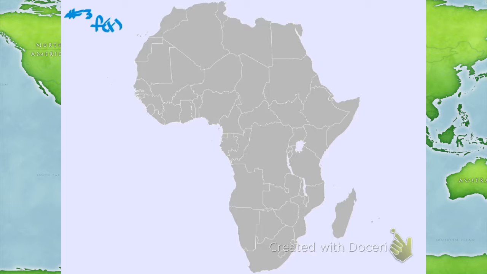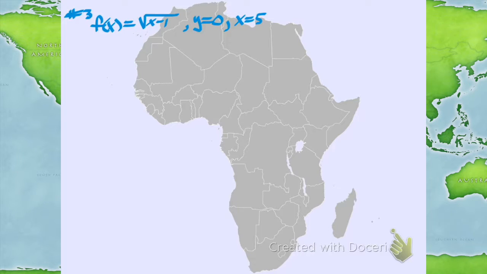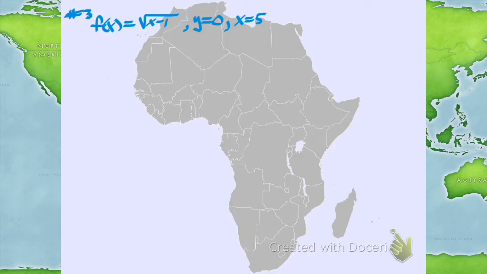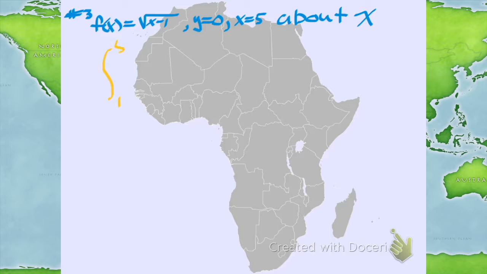So yeah, let's speed this up a little bit. What are we doing? We're trying to find the volume of f of x is equal to the square root of x minus 1 when y is 0, x is 5, and it's about the x-axis. Let's just stop that right there.